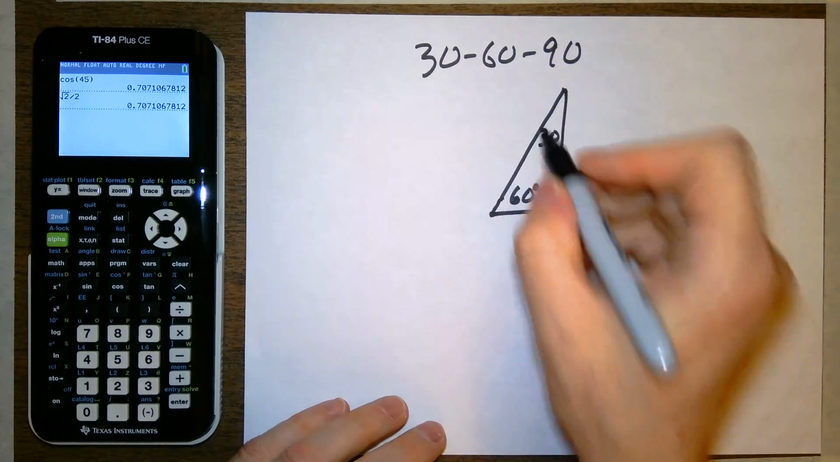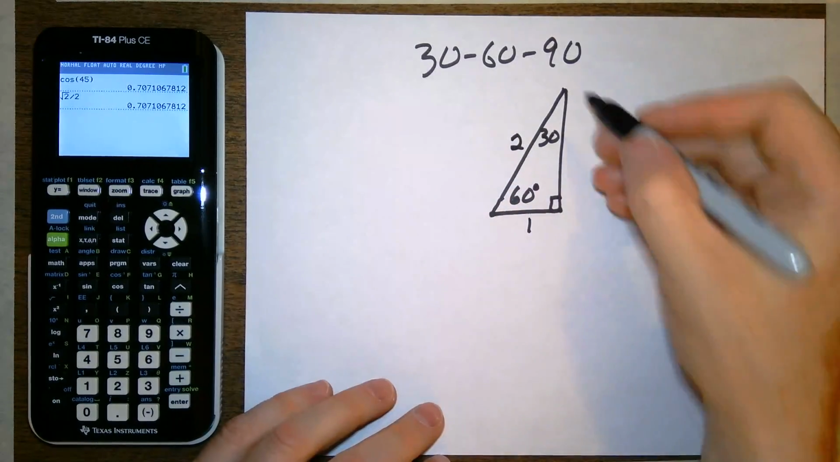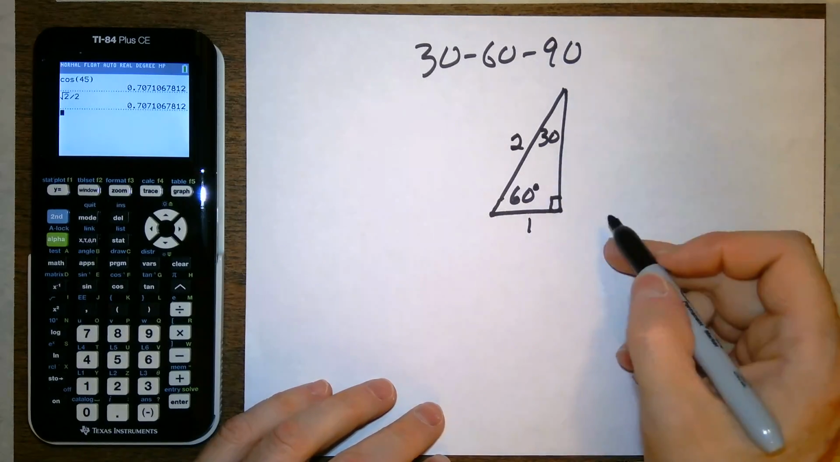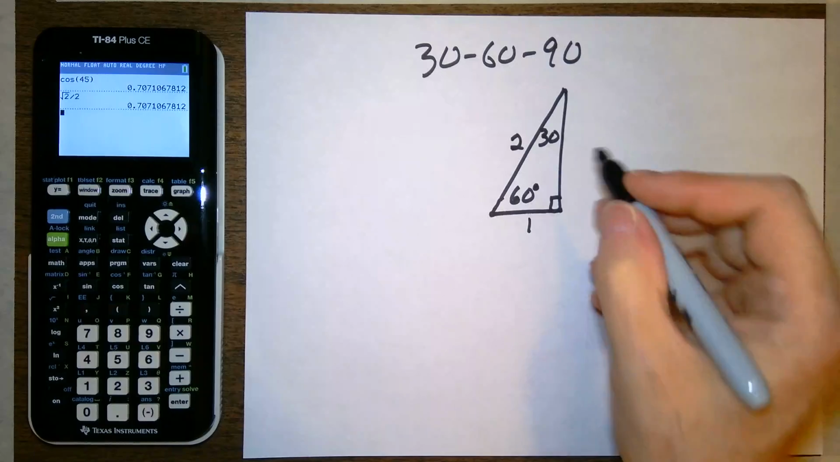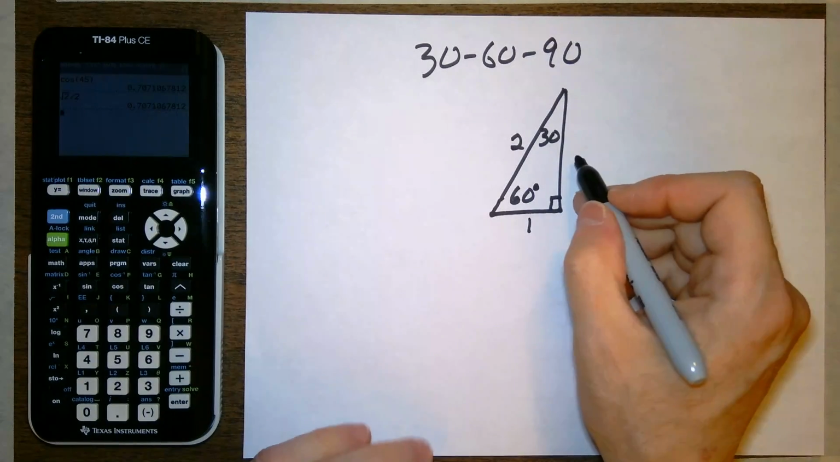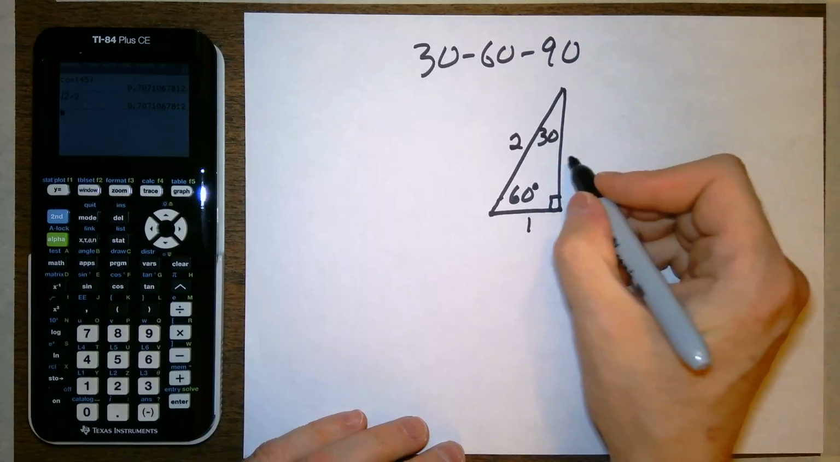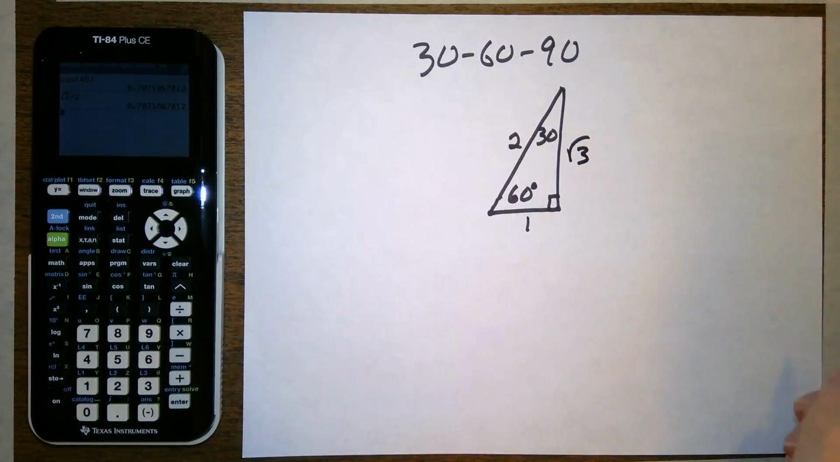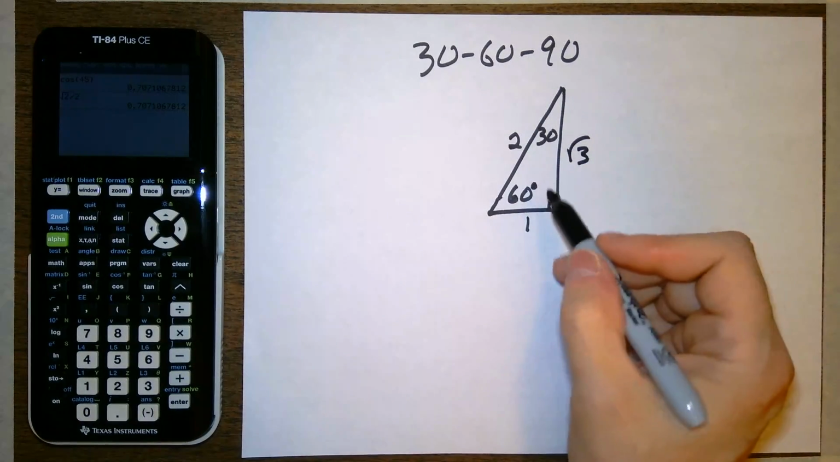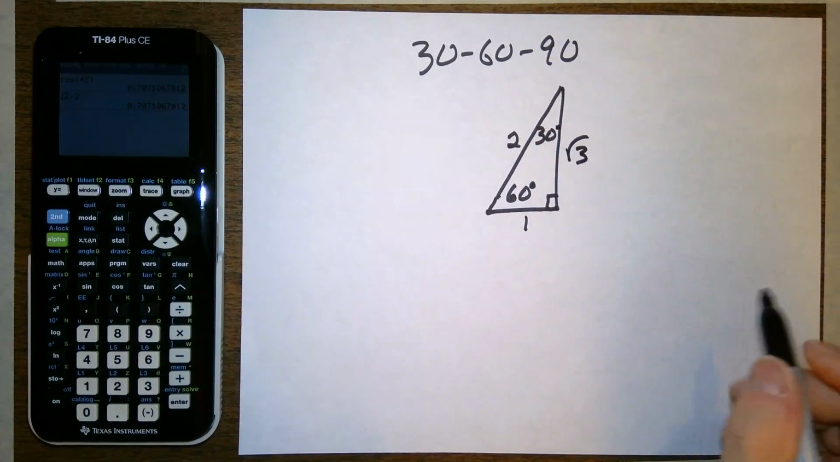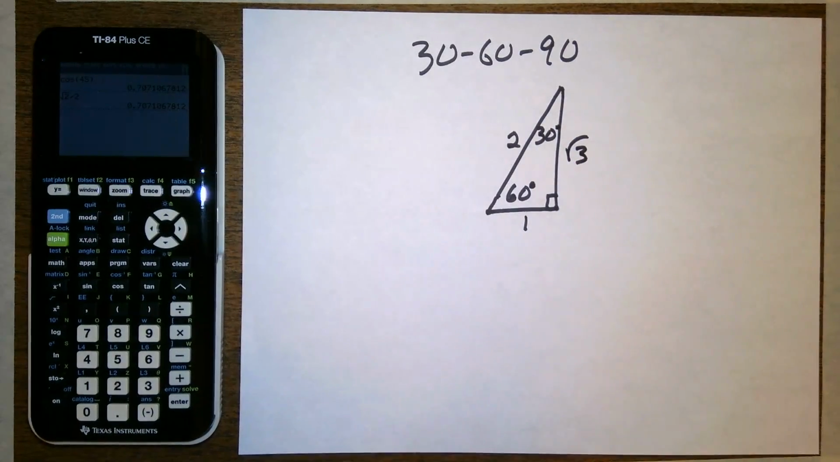So if I say this is 1 and this is 2, again, think about it as a full equilateral triangle where all of the sides are 2. Half of it would be 1. The missing side here, using the Pythagorean theorem, 4 minus 1, would be root 3. Now, can you see how I'm going to be able to get the trigonometric functions of the 30 degrees and the 60 degrees? Let's take a look at this.